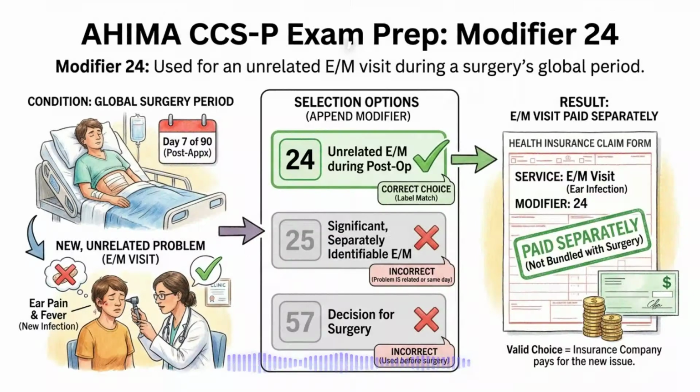Starting with Modifier 24. Modifier 24 is used when an evaluation and management visit is performed during a postoperative period, but the visit is completely unrelated to the original surgery. For example, if a patient had their appendix removed last week but comes into the clinic today complaining of a brand new ear infection, you would append Modifier 24 to the office visit code. This tells the insurance company to pay for the ear infection visit, because it has nothing to do with the recent appendix surgery.